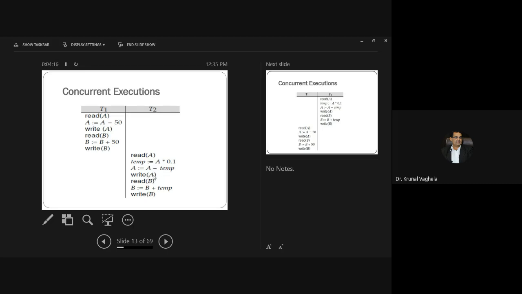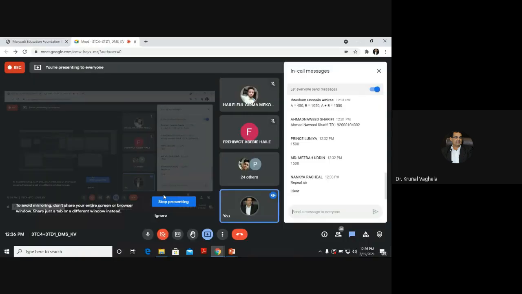Now 45 will be added to B. Here you remember the value of B is 1050. 1050 plus 45 is 1095. It's simple mathematics, addition and subtraction. If you cannot do this, I am sorry. So if I execute T1 first and then T2, before the transaction 1500 is the total, after the transaction 1500 is the total. So consistency is maintained.